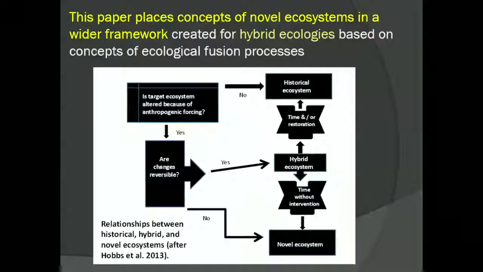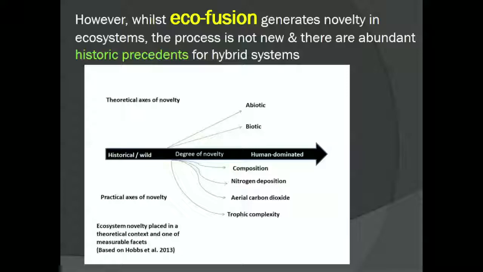And we start to come up with different ideas of linking novelty, hybrid systems, and historical ecosystems, and the various drivers of this, and the degree to which these are reversible or not. And when you come to the ideas of novel ecosystems, the idea is that these will not be returned to a baseline condition, or certainly not very easily. There are problems in the UK in that I don't think all these things transfer desperately easily. Ecological fusion, or ecofusion as I describe it, generates novelty in ecosystems.